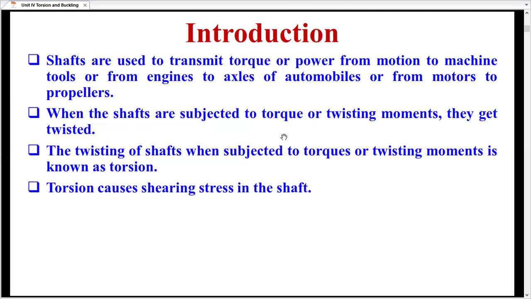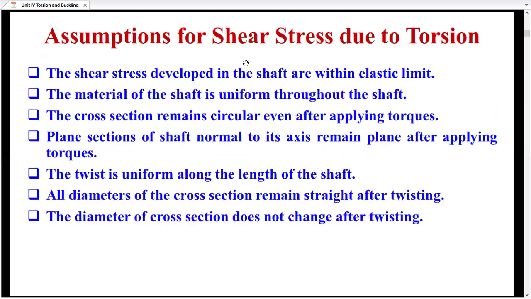For the calculation of shear stress, we have some assumptions. One is that the shear stress developed in the shaft is within the elastic limit. The material of the shaft is uniform throughout the length. The cross sections remain circular even after applying torque. A plane section of the shaft normal to its axis remains plane after applying torque. The twist is uniform along the length of the shaft. All diameters of the cross section remain straight after twisting, and the diameter of the cross section does not change after the twisting.